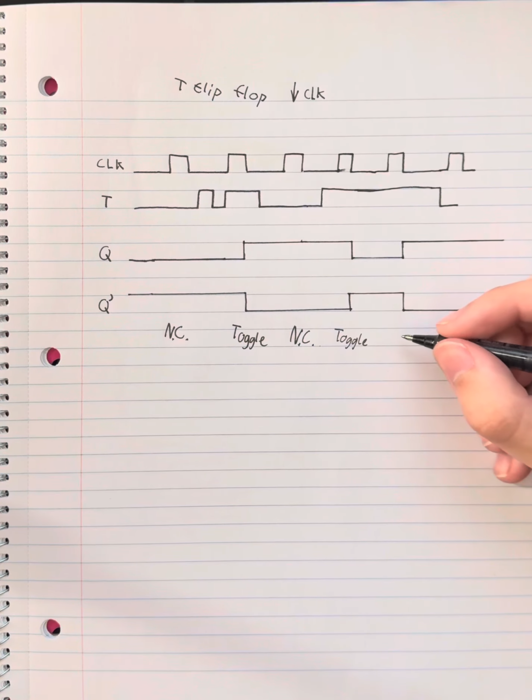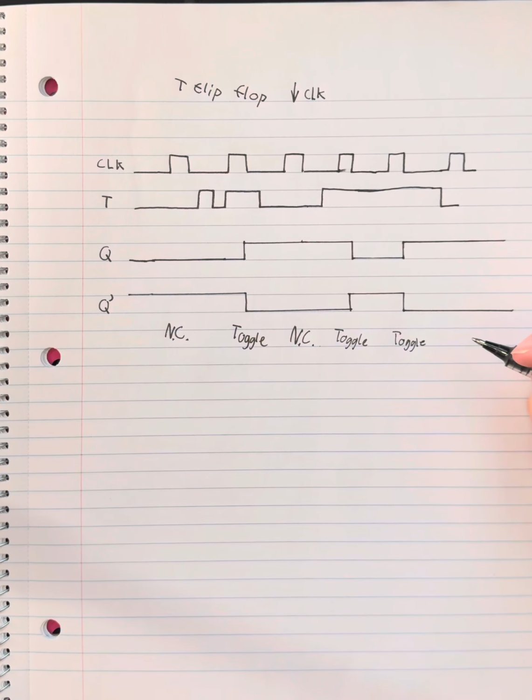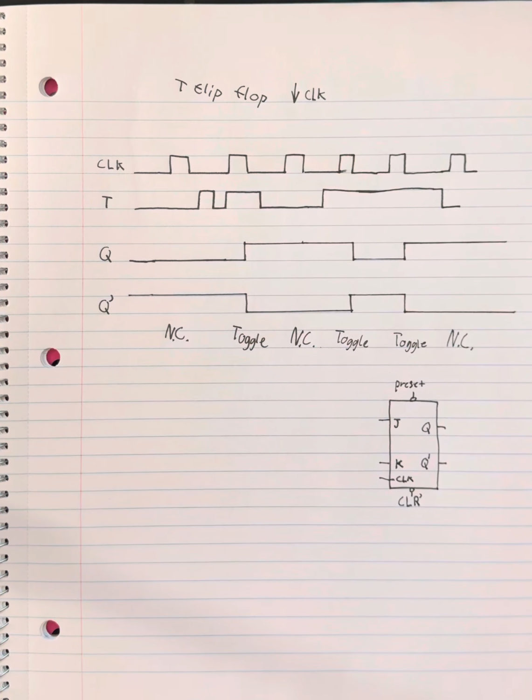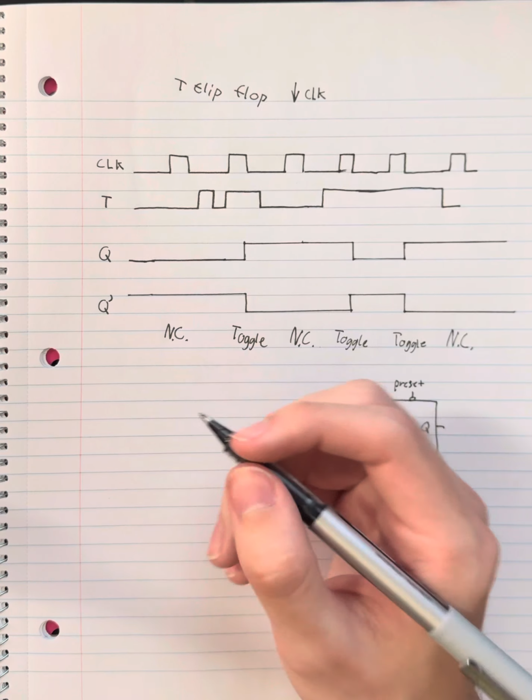So there's a toggle there, there's another toggle here. And this is a no change. Next, we need to make a characteristic table. I have my JK flip-flop here with preset clear and a positive edge clock. So now I just have to make the table for that.